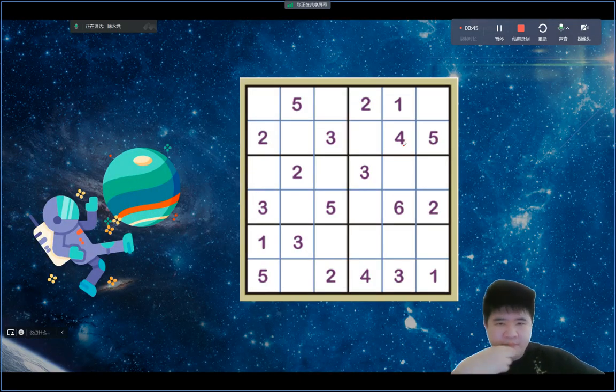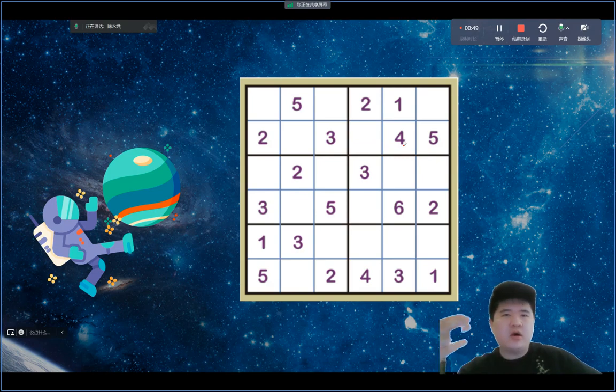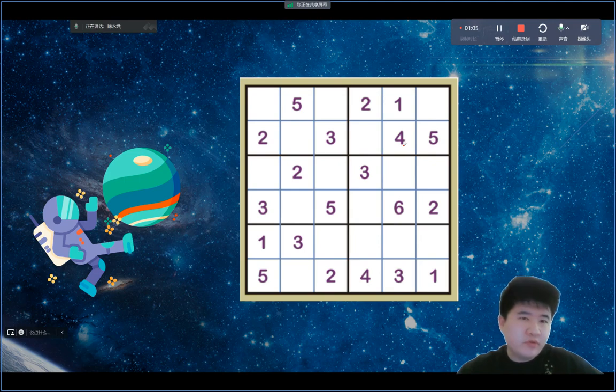So the first one is just a little bit different from the normal kind we have made before. For the normal kind, it's a 9 times 9 square divided into 9 blocks. But now we only have 6 blocks. Sometimes it makes it easier. It means for each row, each column, and each block, we are going to fill in 1 to 6.